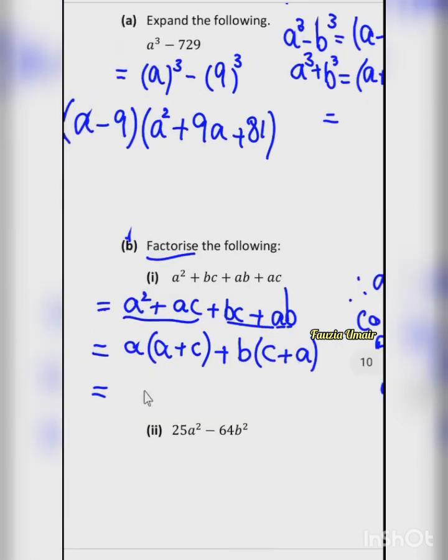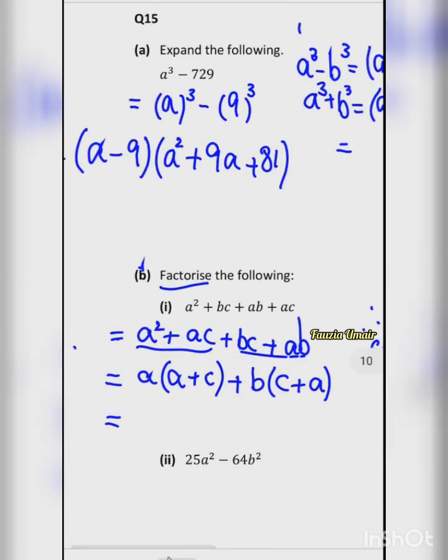So now I can say A plus C. What will be the final answer? A plus C into A plus B. So this is the factorized form. I have changed this expanded form into two factors. One is A plus C, one is A plus B. So moving on to the second part.